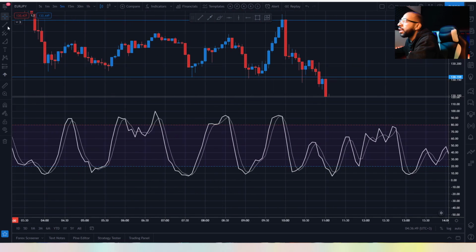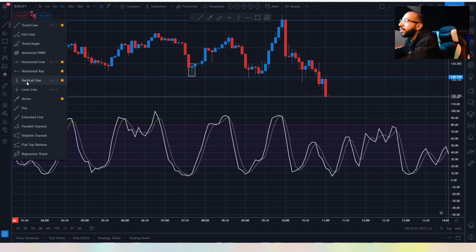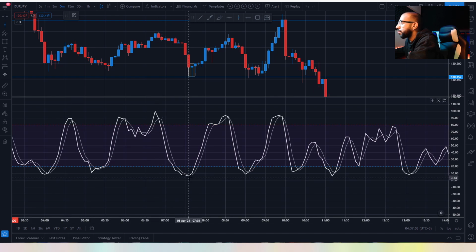But check this out. We also have a reversal candle. So we have a hammer. This is a hammer, guys. So we have a nice hammer, which indicates the reversal for us. And we also have our stochastic cross. So I'm going to go ahead and put the vertical line right here. Okay. Boom. All right. So this is where the stochastic crossed.